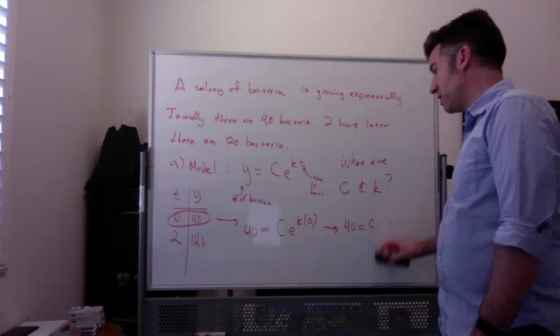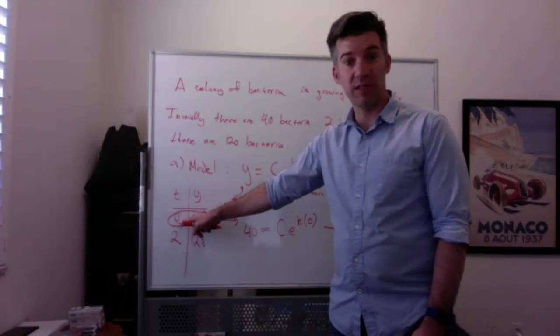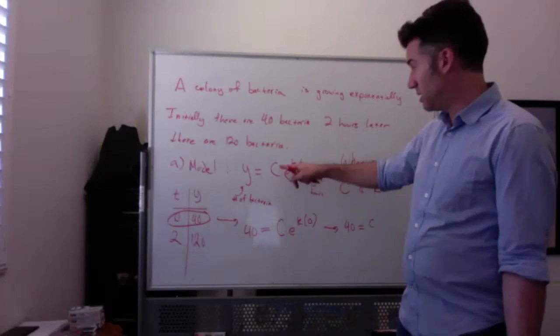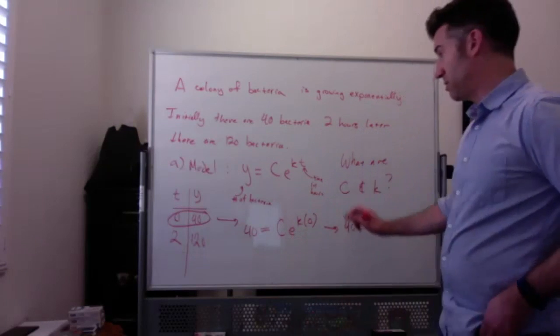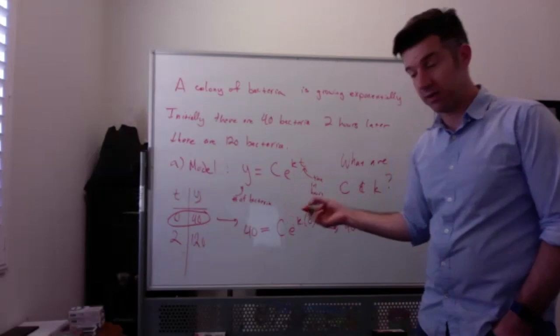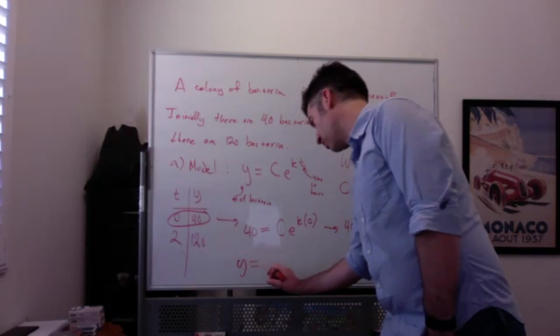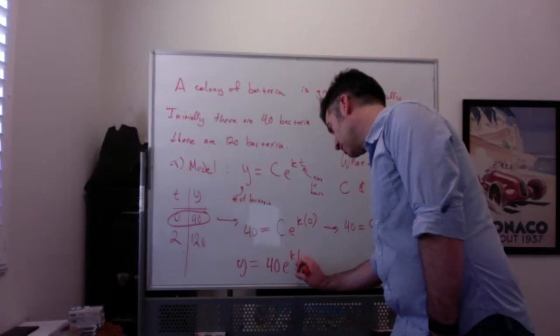I don't think you really need to do this step. If you know that at time 0 you have a certain amount, that amount is your c. This constant c here is often called the initial value. Some people call it C naught, if you like. So now we can refine. We know that our model is y equals 40 e to the kt.